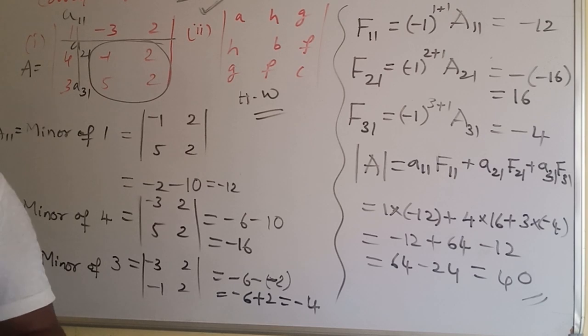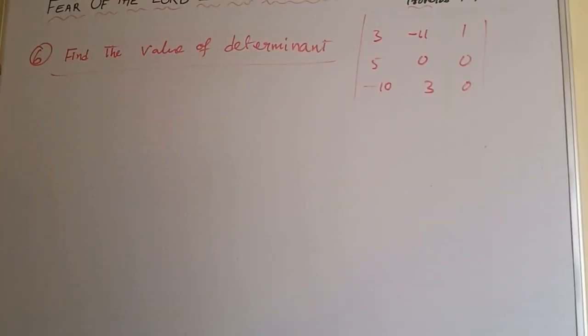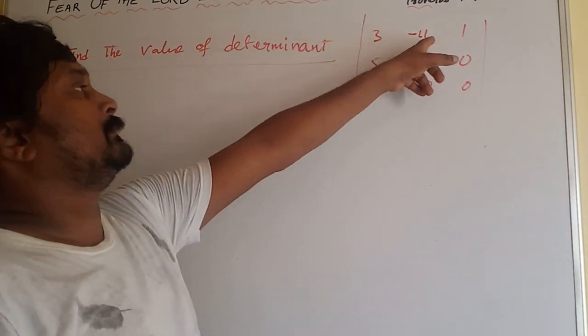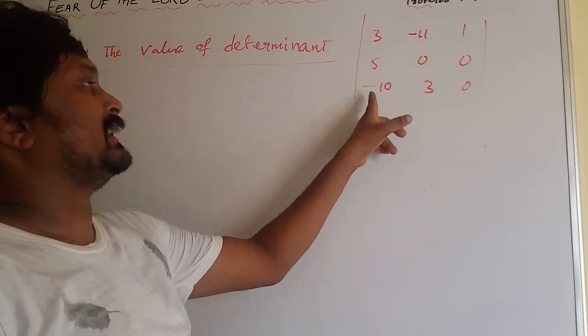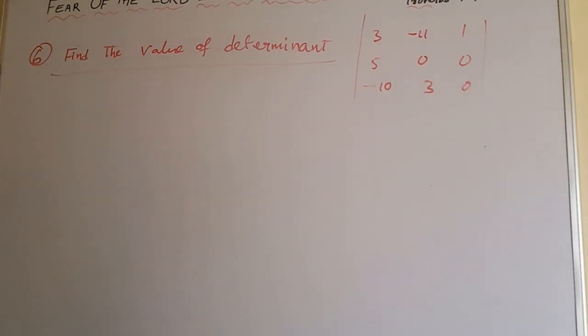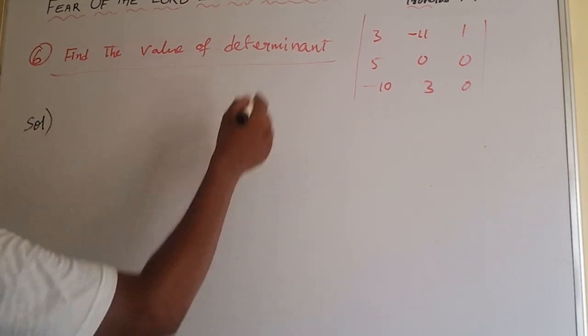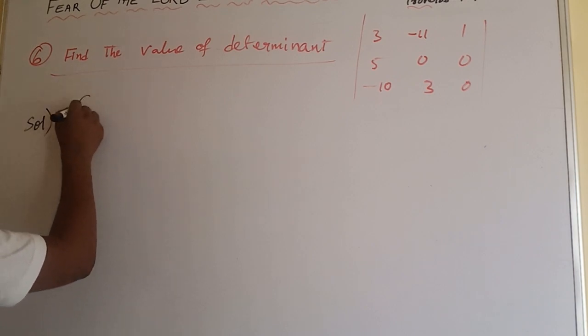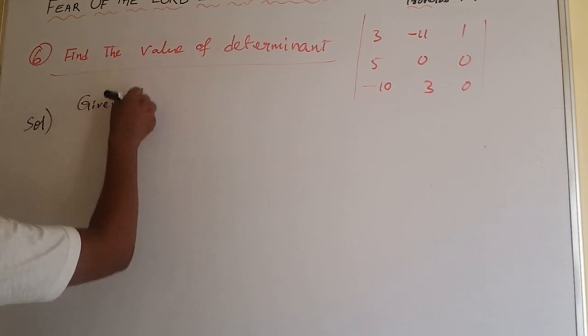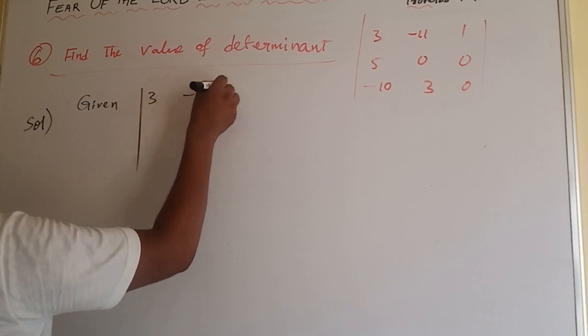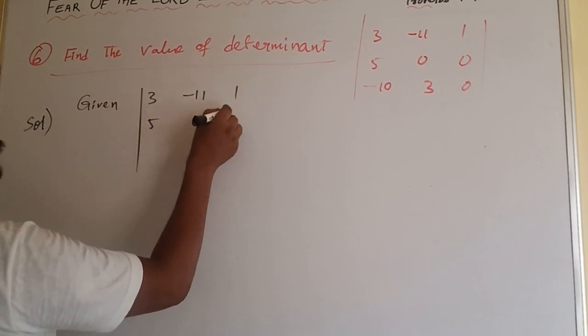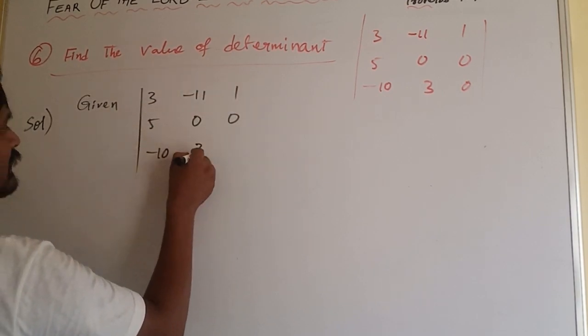Now let's move on to the sixth problem. Find the value of the determinant 3, -1, 1, 1, 5, 0, 0, -1, 0, 3, 0. That's a 3 by 3 matrix and it becomes very easy for you. Just write it as it is given: 3, -1, 1, 1, 5, 0, 0, -1, 0, 3, 0.